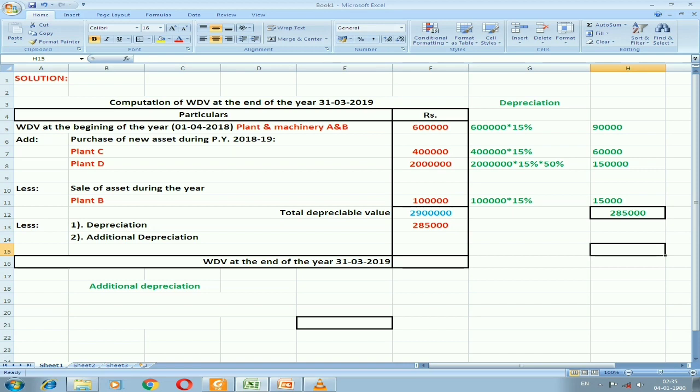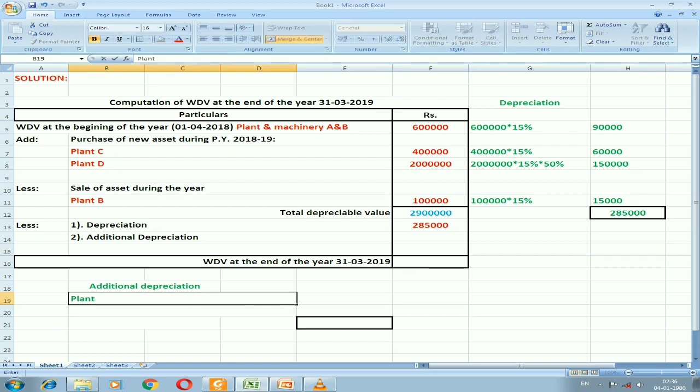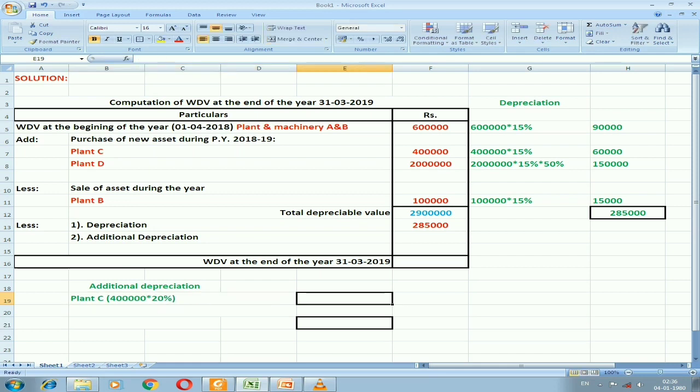Next, I need to calculate additional depreciation. Remember one thing, additional depreciation will be calculated only for newly purchased assets in the previous year. We have two purchases, plant C and plant D. I told you additional depreciation will be applicable only for the assets which are used for production and manufacturing. So plant C and D will definitely be used for production activity because they are plant and machinery.